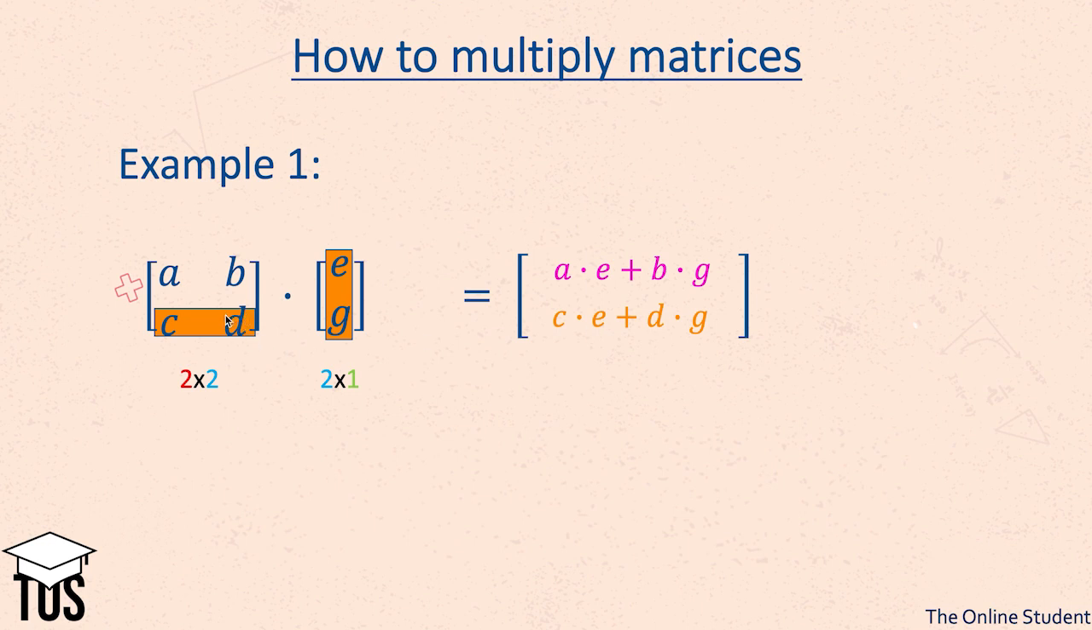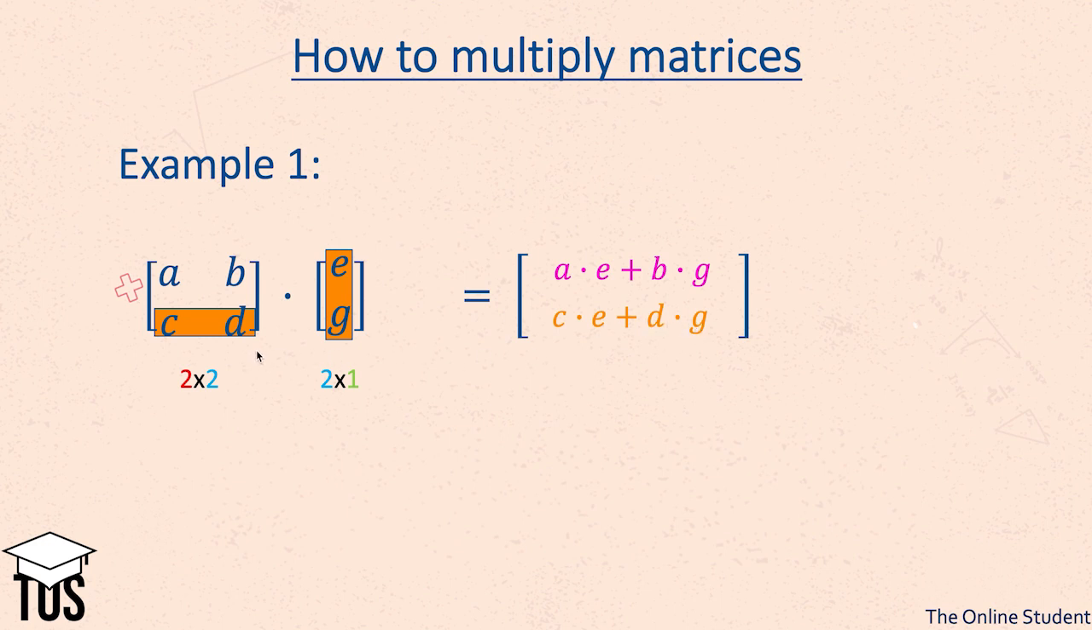We are going to do the same for D. D is the second element of this row, so we're going to multiply it with G, which is the second element of this column. So we have D multiplied by G. Again, there are no other elements left in this row or this column, so we can simply add these two terms up. Because we have taken the second row of the first matrix and the first column of the second matrix, the resulting element will be in the second row and the first column of the resulting matrix. And this element will be C multiplied by E plus D multiplied by G.